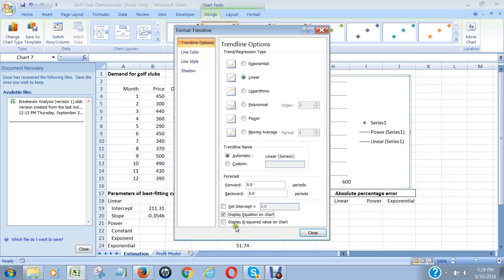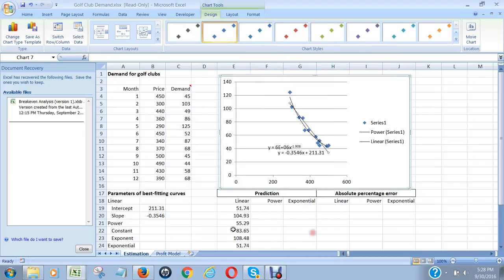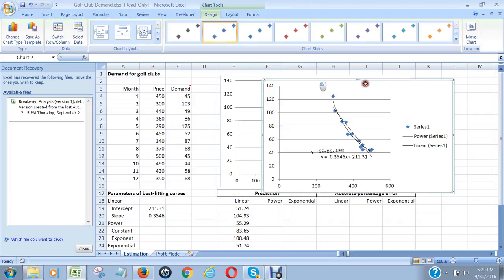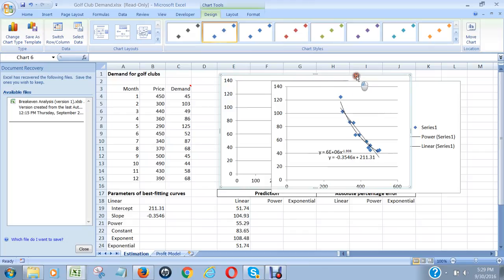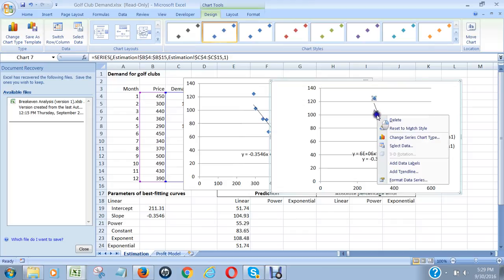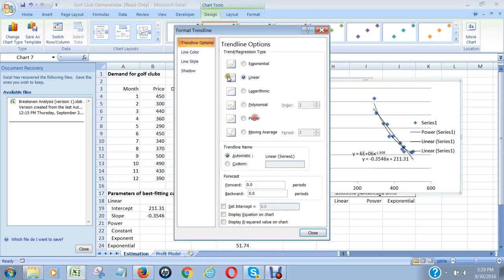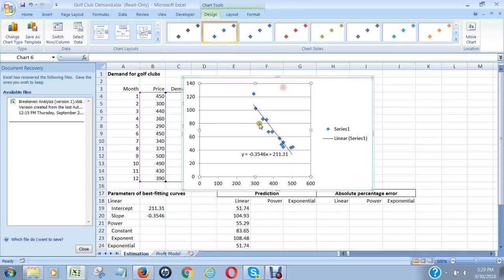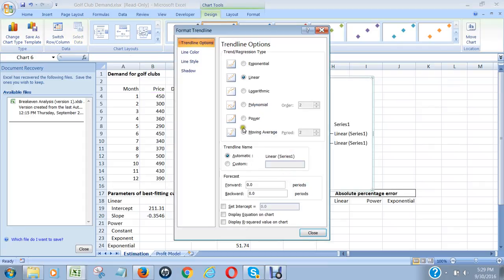Okay, I'm having trouble seeing exactly what that equation is, but the book tells us, okay, I'm going to make this power again, display it on the chart. Okay, this is becoming a mess. Just delete all that, start over again. Okay, I'm going to go back to this original one, right click, add trend line, make it power, display the equation on the chart.